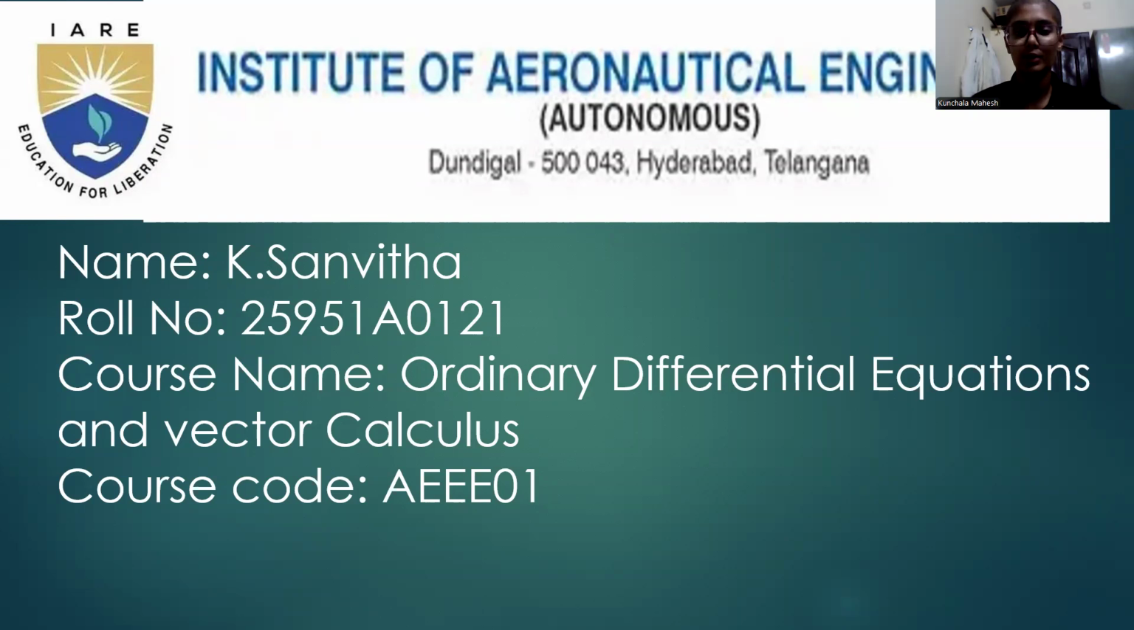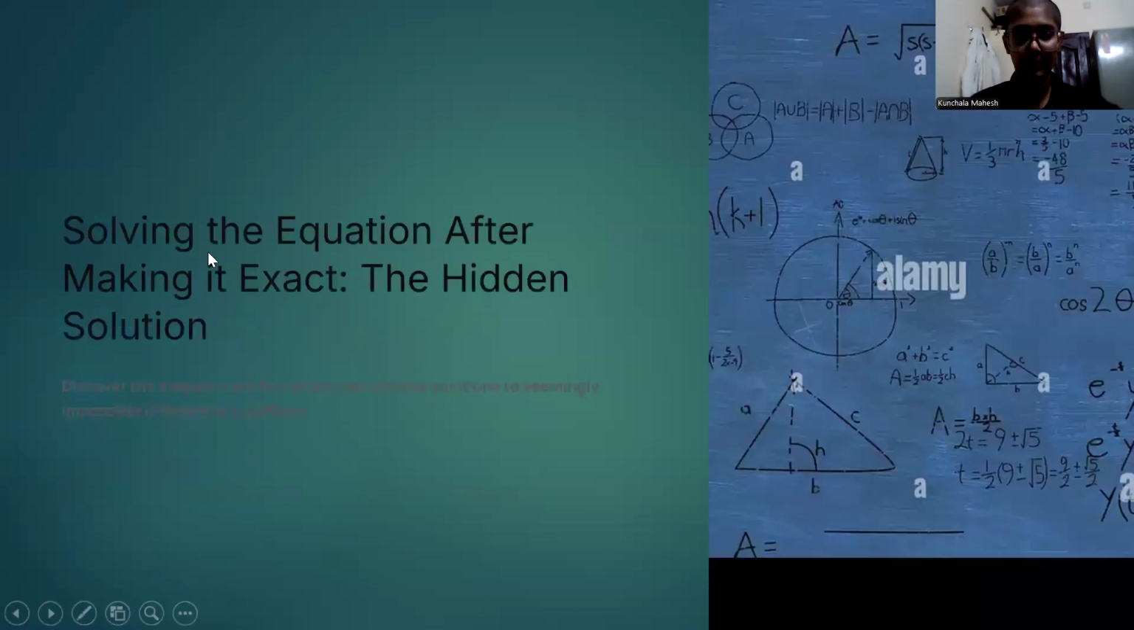So today I am going to explain a topic from ordinary differential equations and vector calculus. My topic is solving the equation after making it exact. The hidden solution. Discover the elegant transformation that unlocks solutions to seemingly impossible differential equations. Today I am going to explain how we solve the equation after making it exact. After making the equation exact, we have to solve the equation, so I'm going to explain how it is going to be solved.